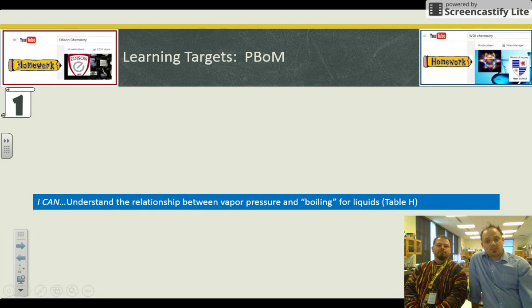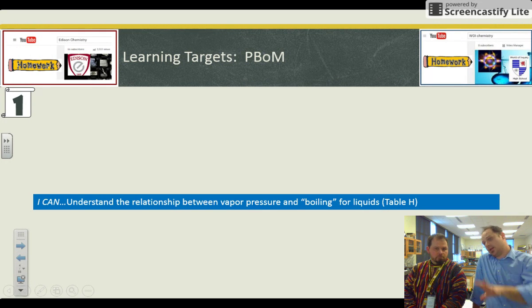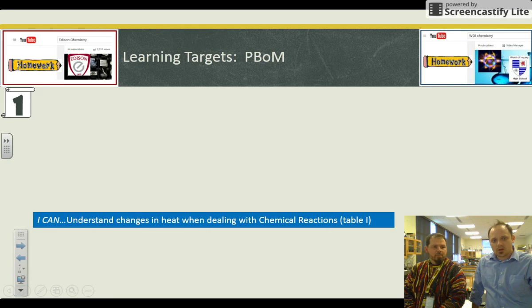Understand relationships between vapor pressure and boiling for liquids. So there's a whole reference table dedicated to this, and you need to understand the simplistic nature of what it really is telling you, because you won't be able to figure it out just by looking at it. Generally speaking, there's some pieces in there you got to figure out, and some practice makes permanent.